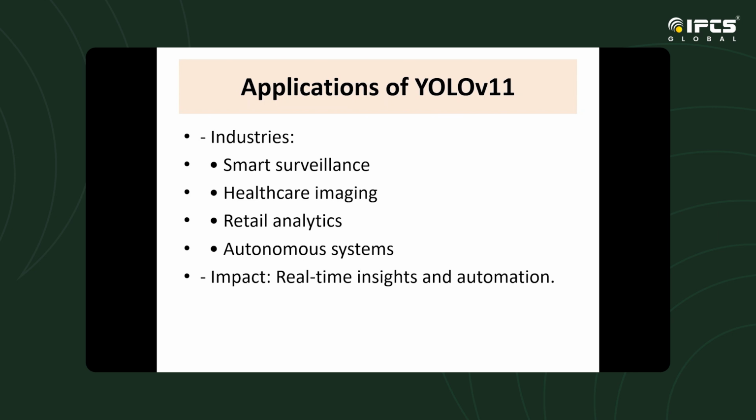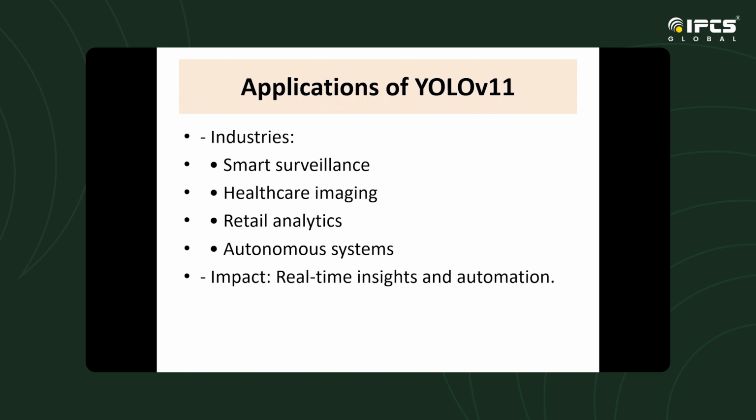So if we talk about the applications of YOLOv11, it is so widely used. YOLOv11's speed and accuracy make it a powerful tool for a variety of industries. Some of the key sectors that benefit from YOLOv11 include smart surveillance. You know what surveillance is? YOLOv11 can be used in security systems for real-time object detection, such as identifying people or vehicles or suspicious activity in the surveillance footage.